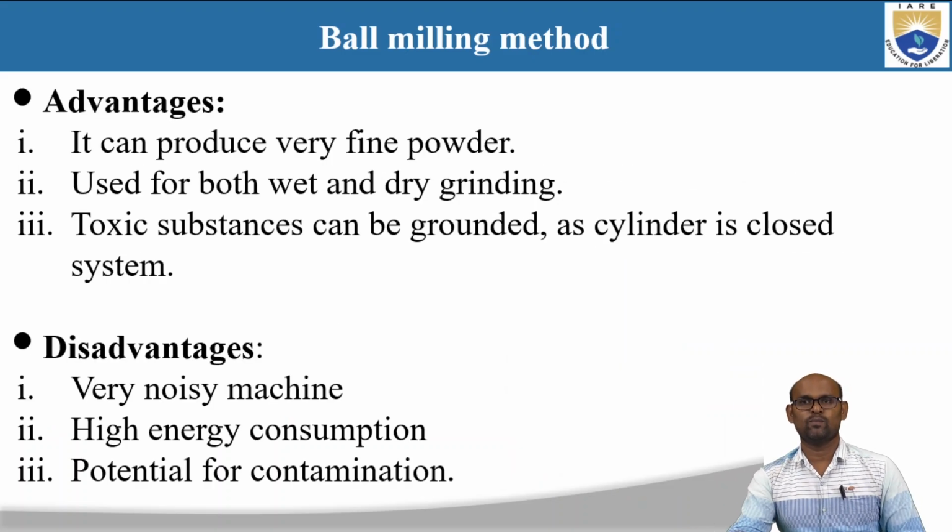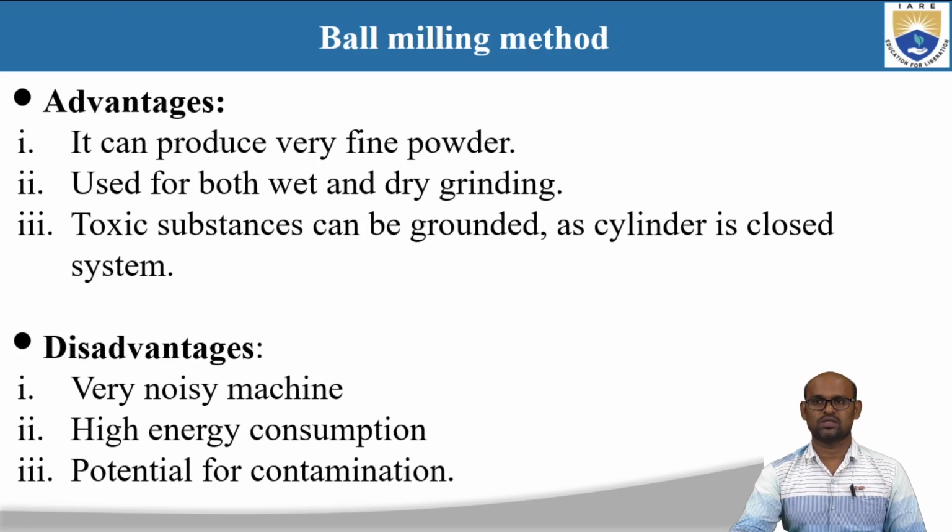So advantages of ball milling method: it can produce very fine powder. You can use it for both wet and dry grinding. Toxic substances can be ground as the cylinder, whatever drum we are saying, is a closed system. And disadvantages are: very noisy machine, high energy consumption, and potential for contamination of these materials which we are going to prepare in this ball milling method.